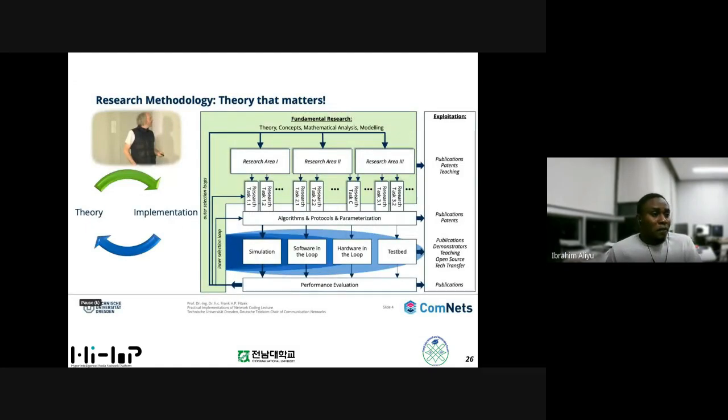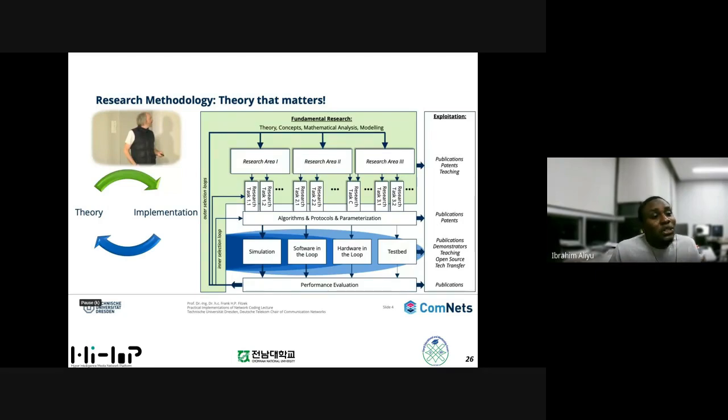One of the methodologies I found interesting is that of Professor Frank Finzek. Their method is about the theory that matters. This is really what confuses most beginners. You read a lot of theory and then you want to translate it into research and there is so much disjoint. So the key thing is to focus on the theory that matters to that work.